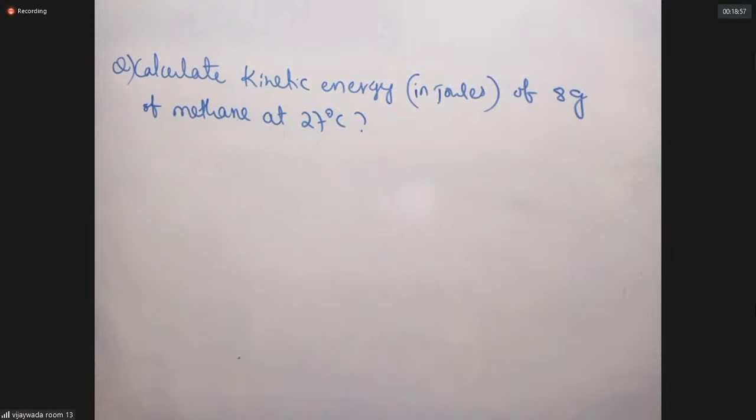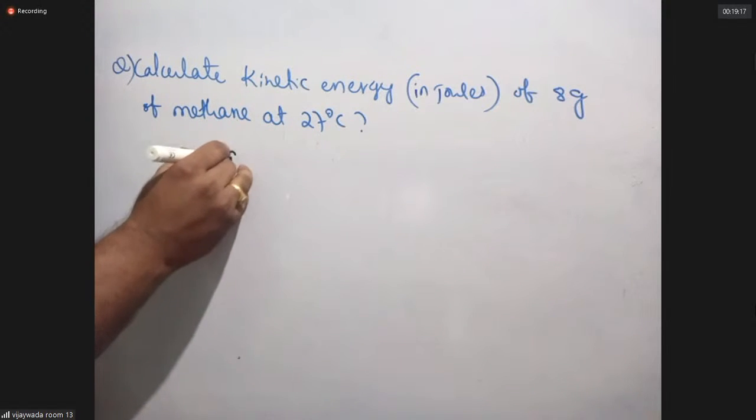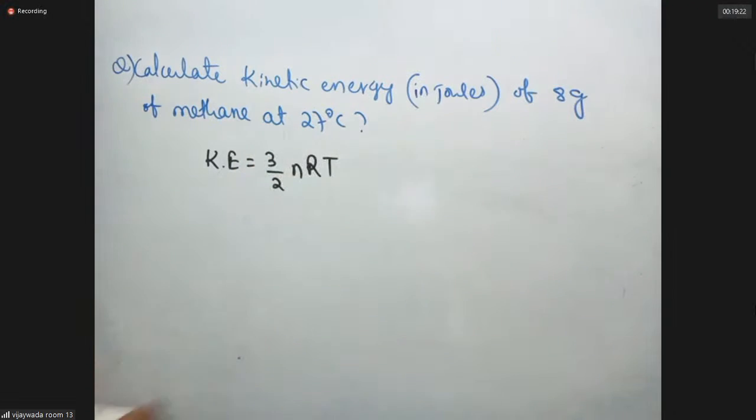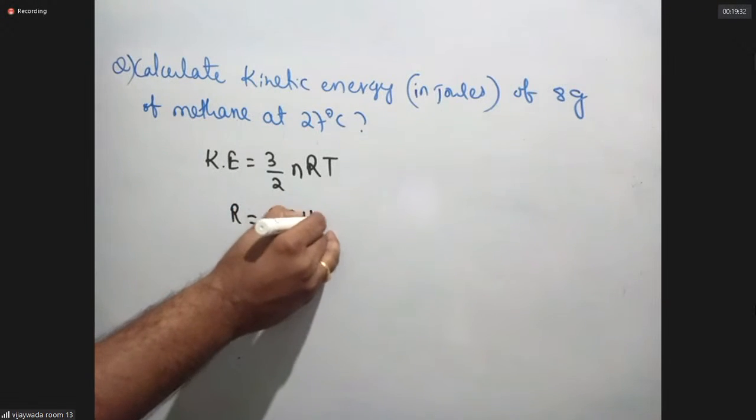Yes. Question: calculate kinetic energy. Kinetic energy means total kinetic energy, but if they specifically want average kinetic energy, they mention that it is average kinetic energy. Otherwise, it is total kinetic energy. Kinetic energy formula is 3 by 2 nRT. We have to calculate in joules, so R value in joules is 8.314. I have given that already.